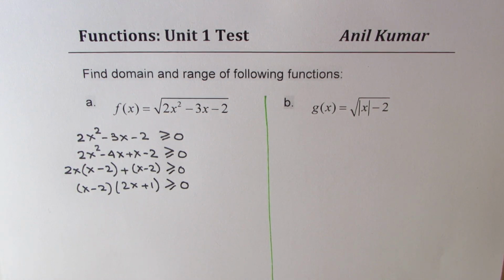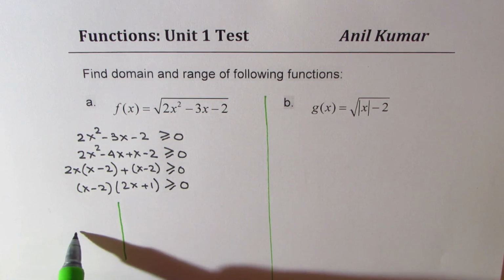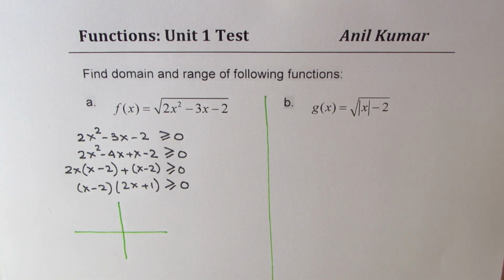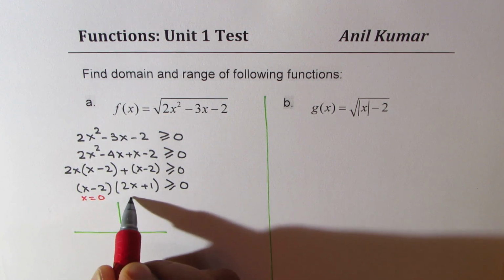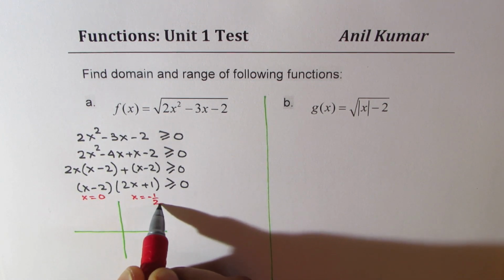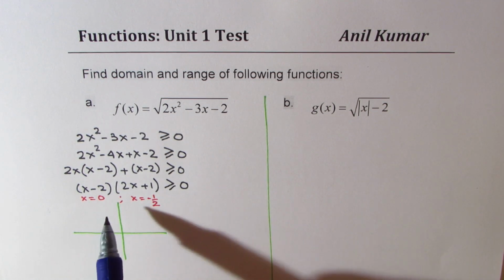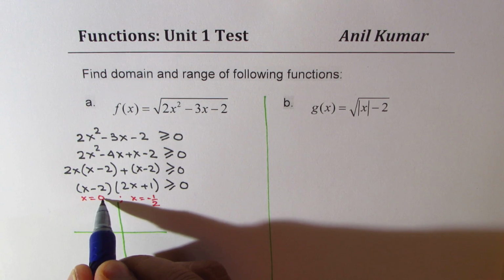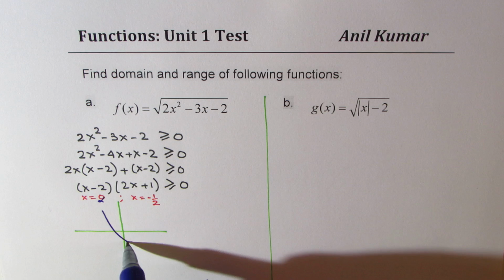Now the best way to solve such questions is to just graph, right? So we know the zeros for this. We have one zero at x equals 2 and the other one at x equals minus half, correct? So these are the two zeros. A parabola represents quadratic function, so we could sketch parabola going upwards, at minus half and 2, so something like this.